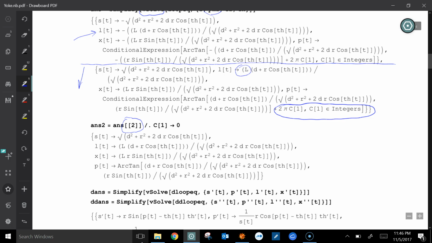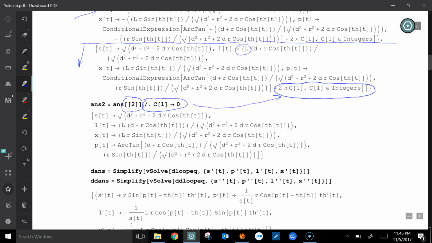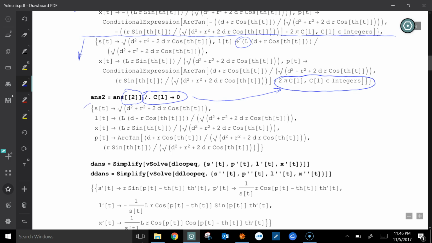And then this thing right here says I also want you to put a C1 of 0 in here. So I want you to put a 0 in here for the C1 and give me that answer. So this is the answer that I'm looking for right here. So you can see, given the variables that I have, I've got an angle, I've got R, I've got D, all of these things. I can find the value of S, I can find L, I can find X, and I can find phi. Okay, now they look complicated.